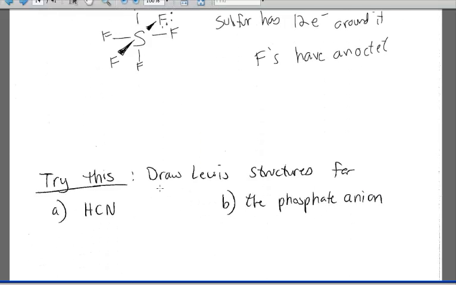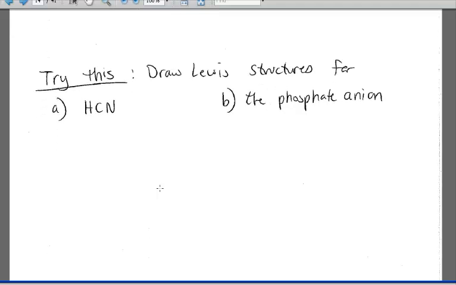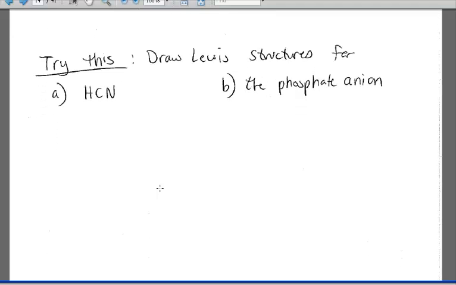All right, and one more thing for you to try. Draw Lewis structures for these last 2 species. Stop the tape and practice.